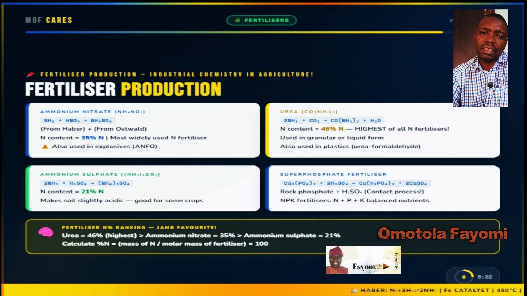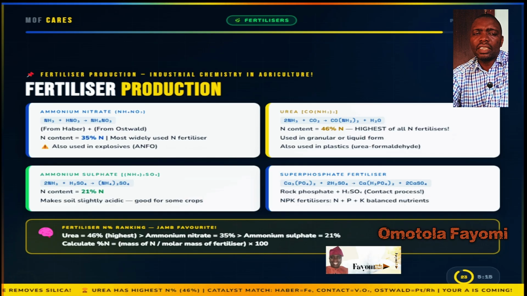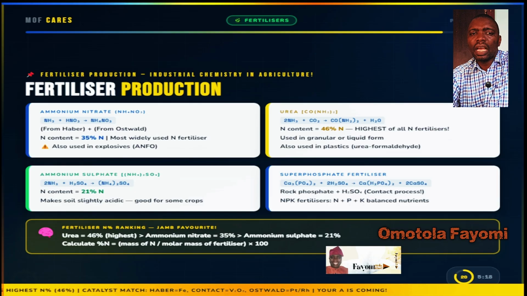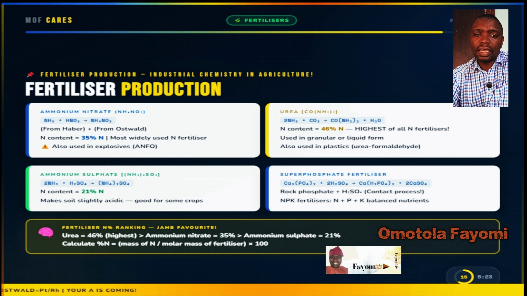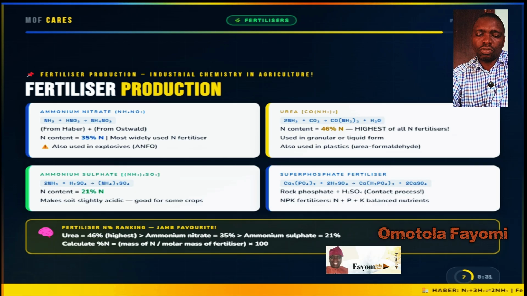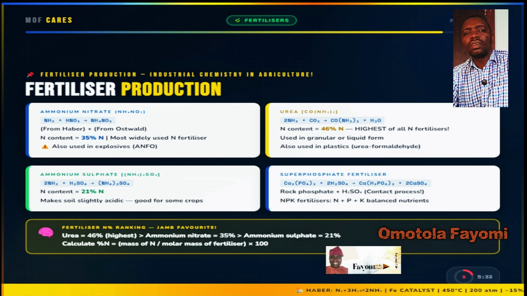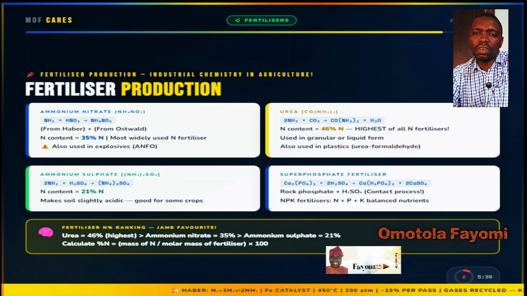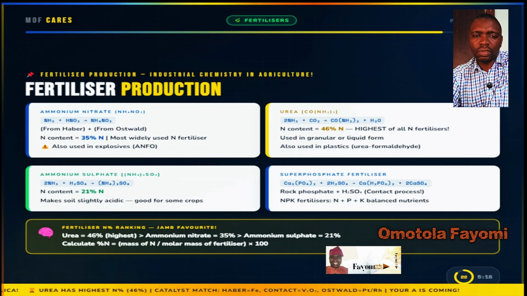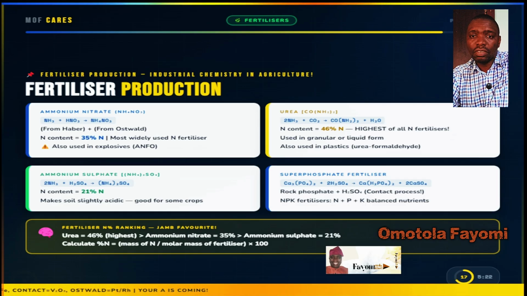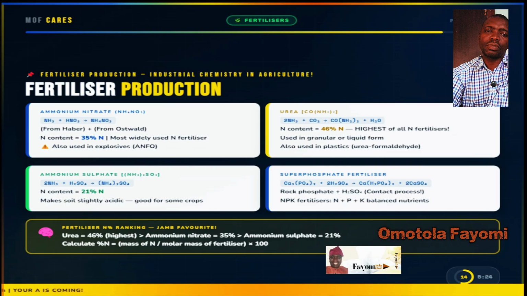Ammonium sulfate, what about that? From ammonia plus sulfuric acid from the contact process, 2NH3 + H2SO4 gives ammonium sulfate, that's (NH4)2SO4. Nitrogen content is 21%, makes soil slightly acidic, which can be beneficial for crops like tea and blueberry. Superphosphate is made by treating rock phosphate, insoluble calcium phosphate, with sulfuric acid from the contact process. The insoluble phosphate becomes soluble calcium dihydrogen phosphate, which plants can absorb.